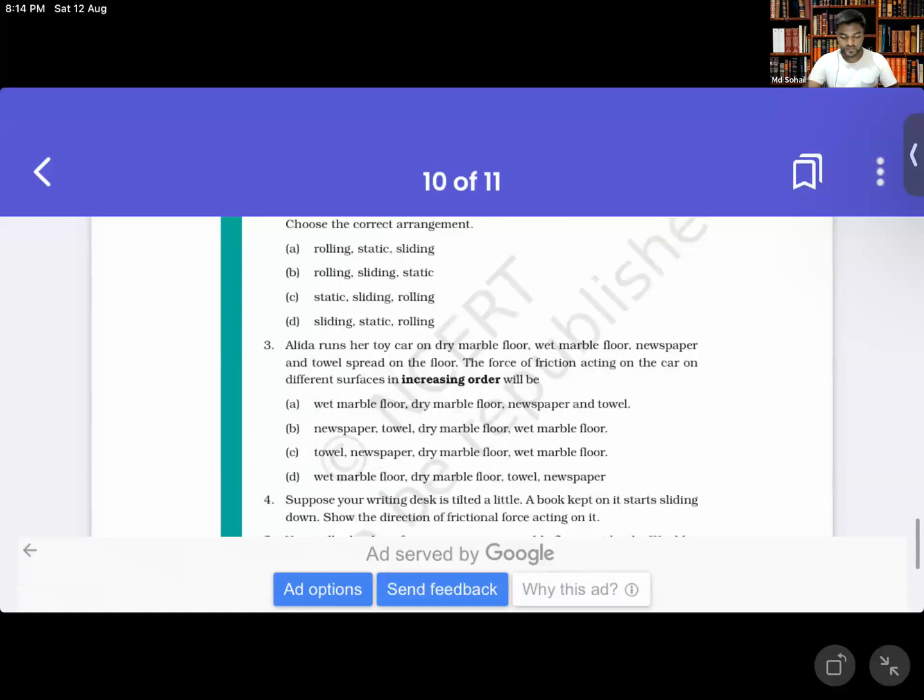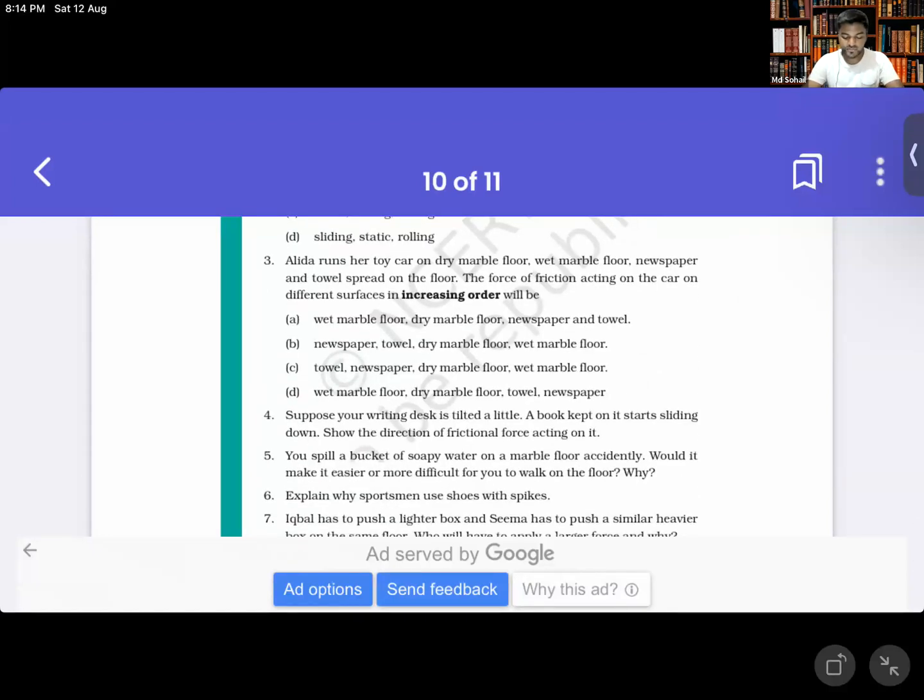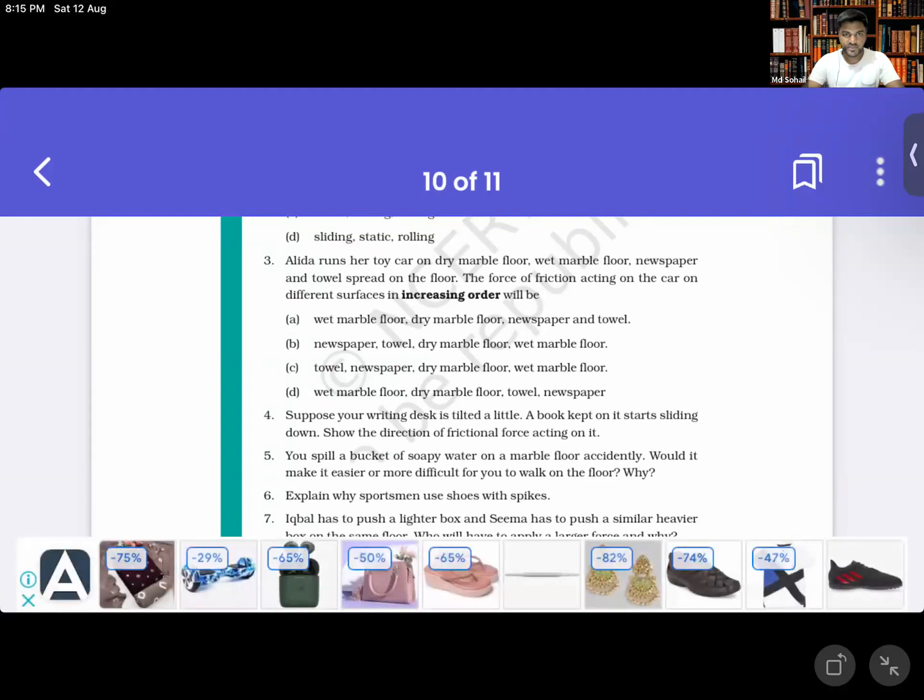Okay. Alida runs her toy car on a dry marble floor, and then on a wet marble floor, and then with newspaper and towel spread on the floor. The force of friction acting on the car on different surfaces in increasing order, right? So the force of friction will be maximum in which one? Obviously in the wet marble floor. Then it will be less in dry marble floor, then newspaper, and then towel, because the surface of the towel is smooth here.